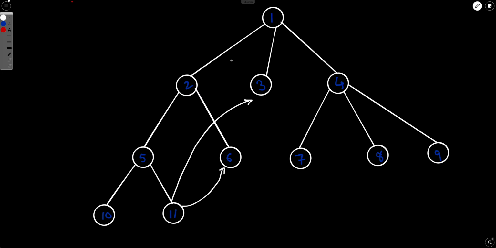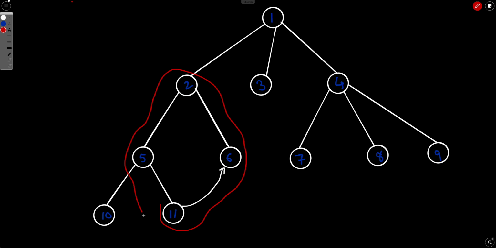Now, finding whether a particular m is correct or not was easier before, because there were no cycles. Because there was no cycle, there is only one such possible structure with a given root. But now there are cycles. So let's simplify this a bit. Let's say there is only one edge, 11 to 6. You can see there is now a cycle which includes all these nodes.